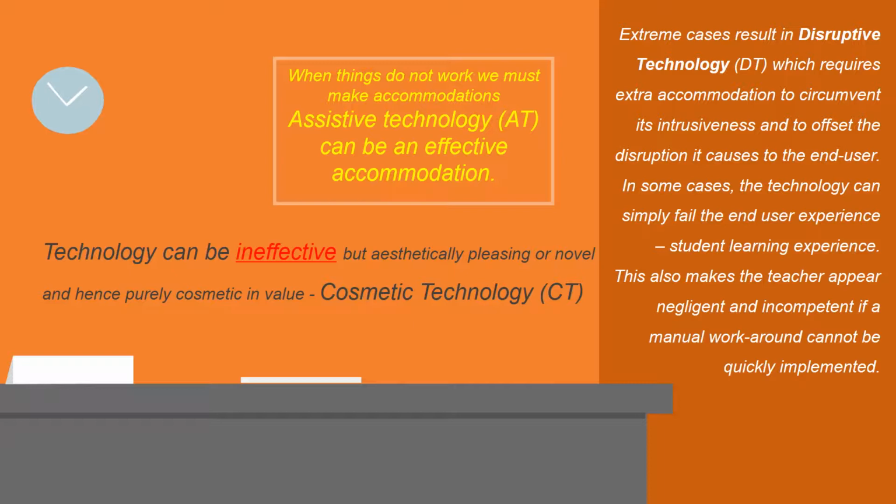So in some cases, technology can simply fail. It can simply fail the end user. It can simply fail the student learning experience. It can fail the teacher, and it makes the teacher appear negligent, incompetent. And if a manual workaround cannot be quickly implemented, then the student will be left hanging and the student's time will be wasted. Loss of motivation, loss of learning.